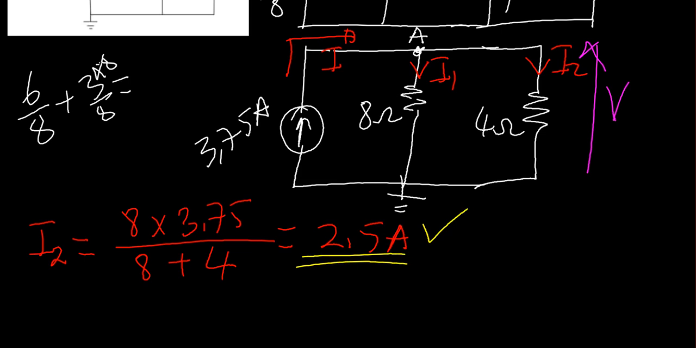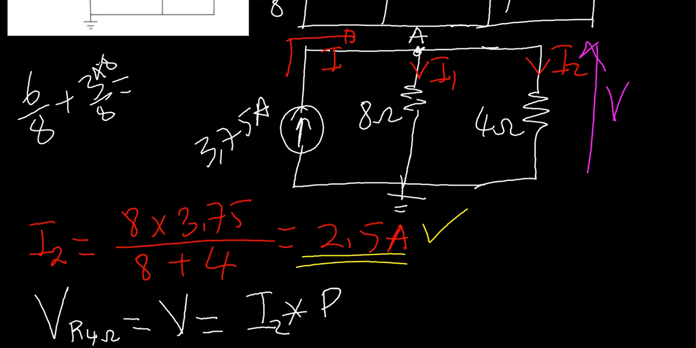Now, by applying Ohm's law, we can simply say that V, the voltage across the 4 ohms resistor that we are looking for, will be equal to I2 times R, 4 ohms.